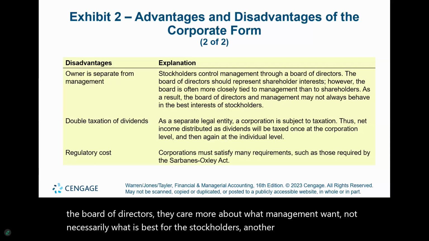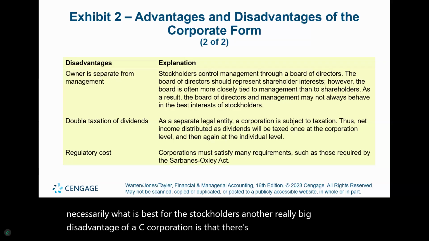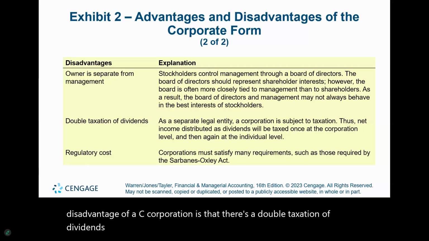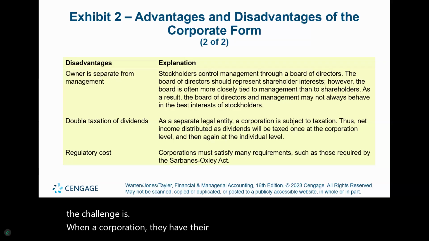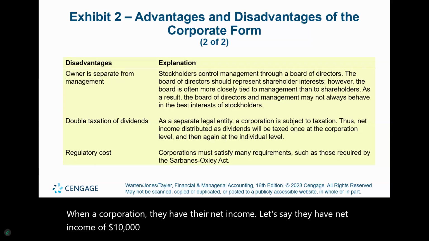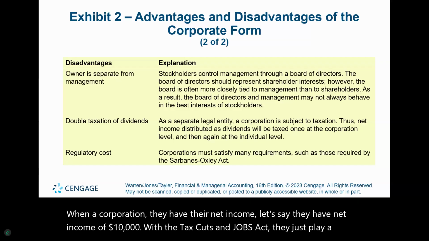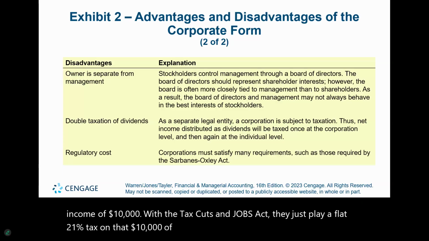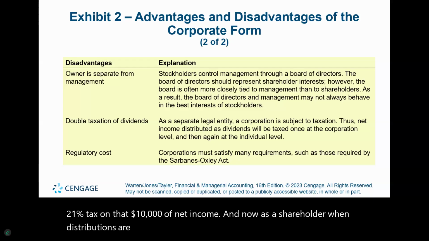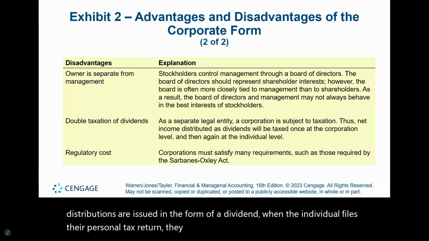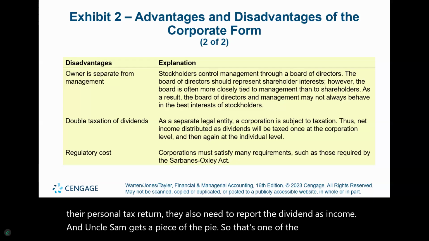Another really big disadvantage of a C corporation is that there's double taxation of dividends. A corporation is a tax-paying entity, much like individuals. The challenge is, when a corporation has net income, let's say net income of $10,000, with the Tax Cuts and Jobs Act, they just pay a flat 21% tax on that $10,000 of net income. And now, as a shareholder, when distributions are issued in the form of a dividend, when the individual files their personal tax return, they also need to report the dividend as income, and Uncle Sam gets a piece of the pie. So that's one of the biggest challenges with a C corporation.